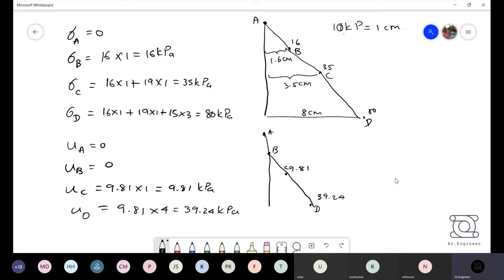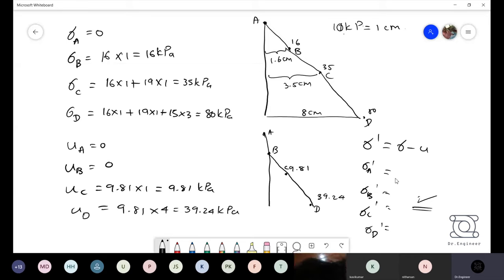So for sigma dash, you have to just subtract sigma A and UA and sigma B and UB respectively, and you have to find sigma A dash, sigma B dash, sigma C dash, and sigma D dash. After finding that, you have to draw the graph in a similar manner. So sigma dash is equal to sigma minus U. You have to find sigma A dash, sigma B dash, sigma C dash, sigma D dash, and draw the graph. So it's a simple part. I leave it to you, right?